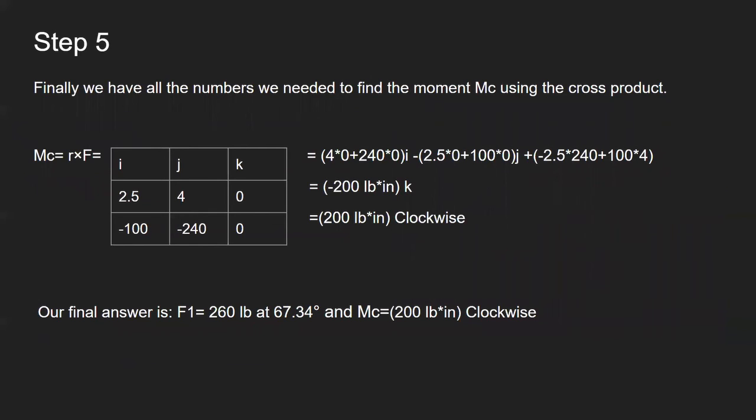Step 5. Finally, we have all the numbers we needed to find the moment M sub C using the cross product. We can get M sub C using the equation M sub C equals R cross F, which is denoted by the math shown. By using the math, we come to the conclusion that our final answer is F1 equals 260 pounds at 67.34 degrees, and M sub C equals 200 pound-inches clockwise.